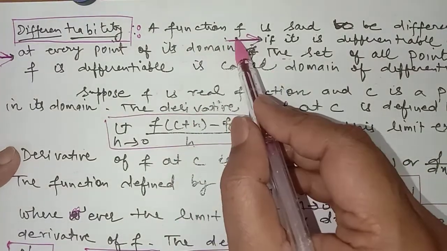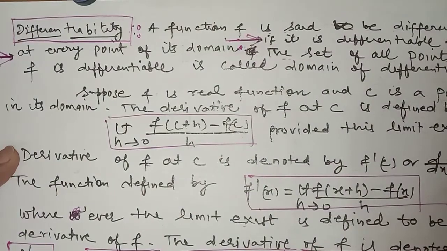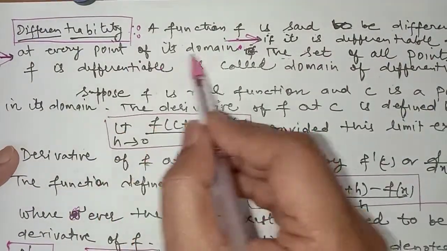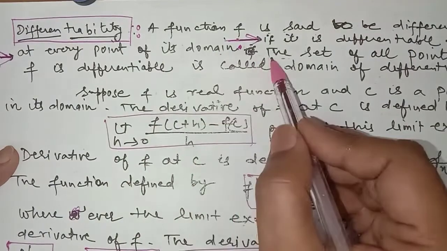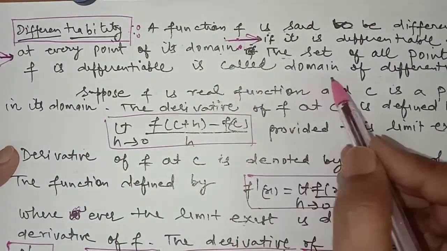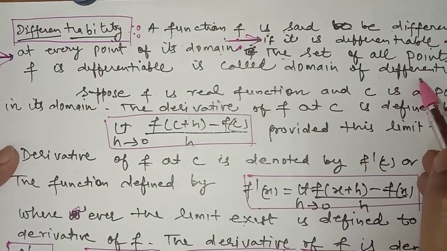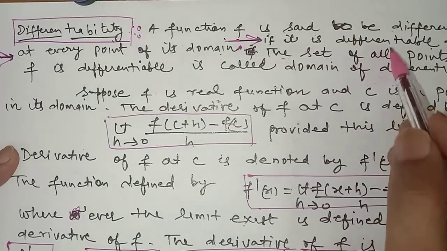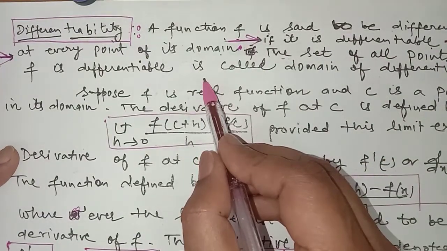A function f is said to be differentiable if it is differentiable at every point of its domain. The set of all points where f is differentiable is called the domain of differentiability. So a function is said to be differentiable if it is differentiable at all points of its domain.